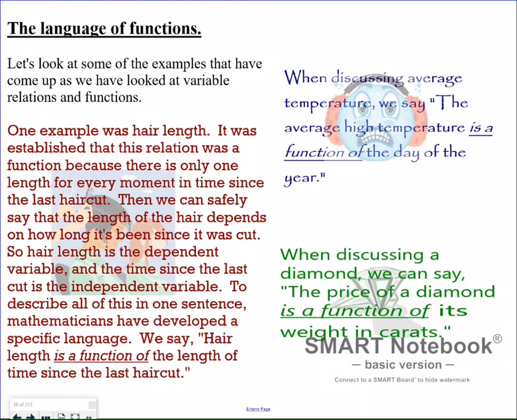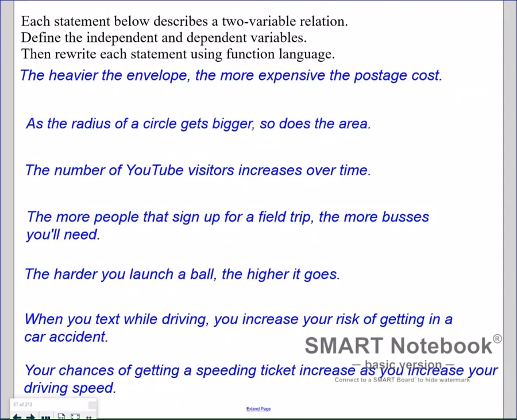So these are all examples of is a function of language, and what you see is I'm translating from the way we normally think about relationships to the way mathematicians speak about those relationships. So, simple assignment for today. I'm just going to ask you guys to read each of the statements below. I'll do the first one with you, but for each statement you are going to identify the variables, determine which one is independent, and then write a function of statement to go with it.